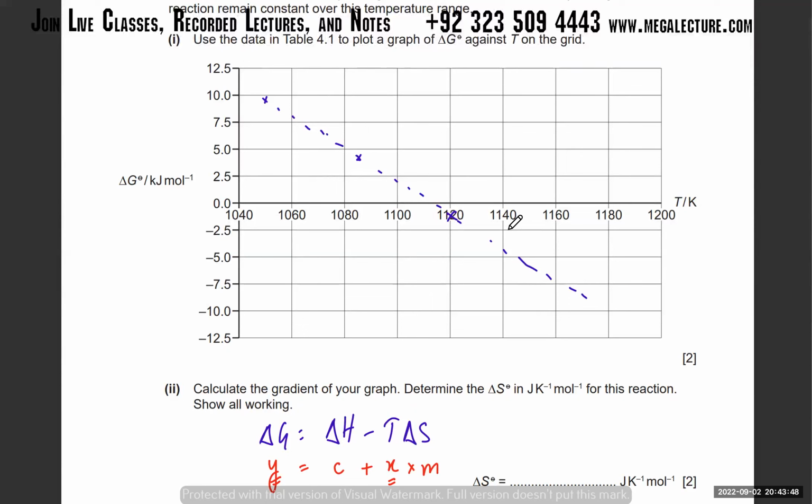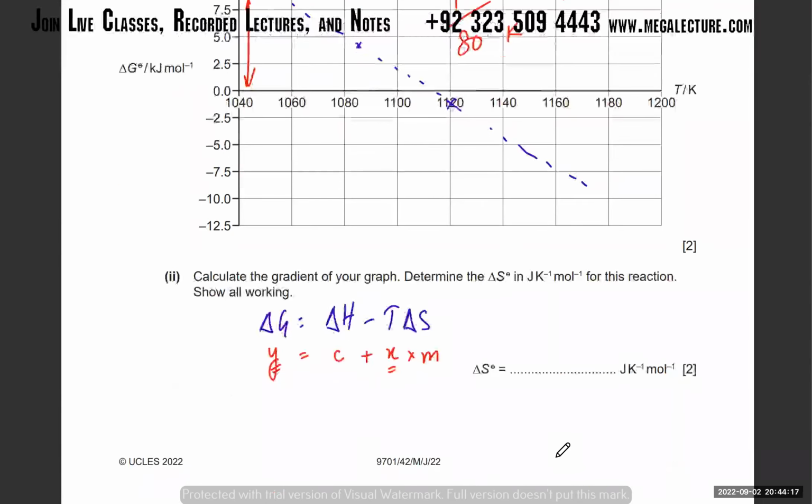We can kind of sketch it. The change in y, let's say that's 11, right? So that's 11, and the change in x, I'm not really sure, 1040, so let's call it 80, right? So that's 80, kilojoules per Kelvin. So delta S is going to be this gradient, right? It's going to be 11 over 80. Is that clear? Yes, sir.